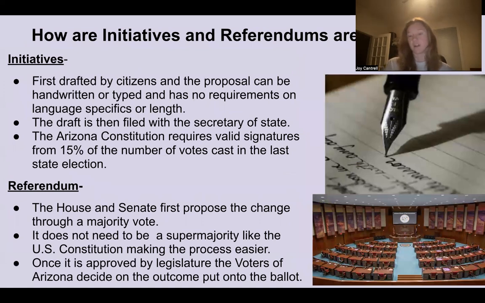So how are initiatives and referendums created? Initiatives are first drafted by citizens, and the proposal can be handwritten or typed and has no requirements on language specifics or length. The draft is then filed with the Secretary of State. The Arizona Constitution requires valid signatures from 15% of the number of votes cast in the last state election, whereas for a referendum, the House and Senate first propose the change through a majority vote. It does not need to be a supermajority like the U.S. Constitution, making the process much easier. Once it is approved by the legislature, the voters of Arizona decide on the outcome when it is put onto the ballot.